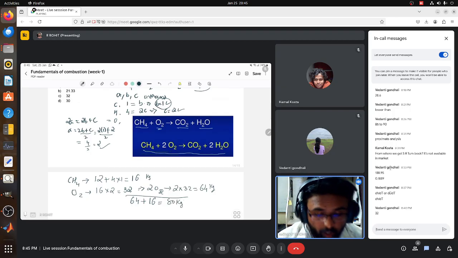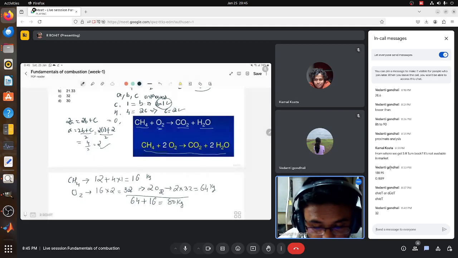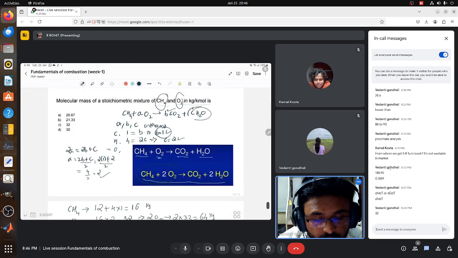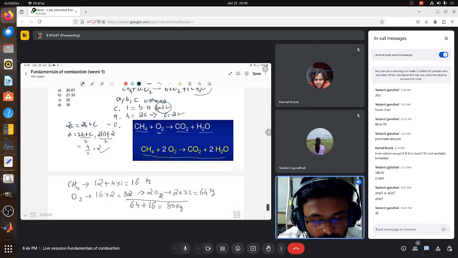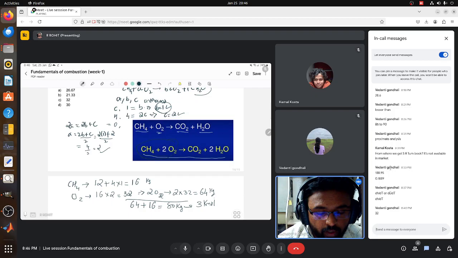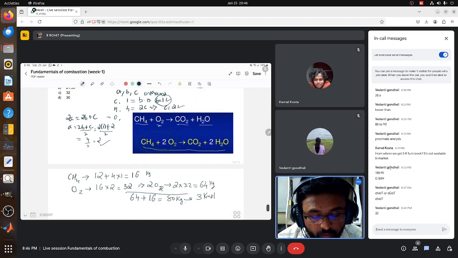And so how many moles do you have? The question is asked for kilogram per kilomole. Per kilomole, what is the value they are asking? So this 80 kilogram is for 3 kilomoles of reactants, that is 1 kilomole of methane and 2 kilomoles of oxidizer. So you have 3 kilomoles, 80 kilograms. And you are asked in kilogram per kilomole. So that means you have 80 by 3 kilogram per kilomole is your molecular weight.